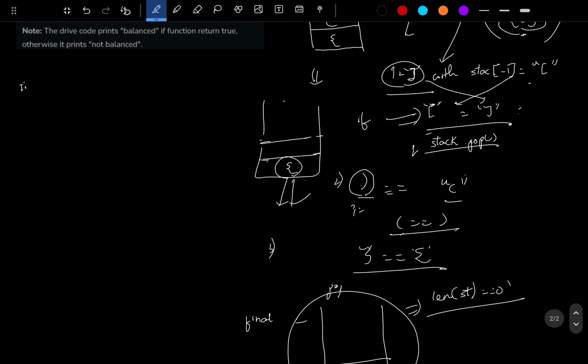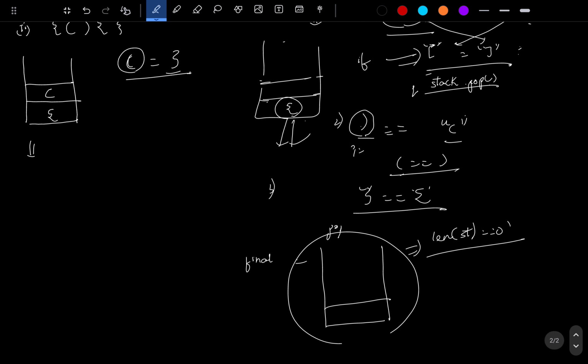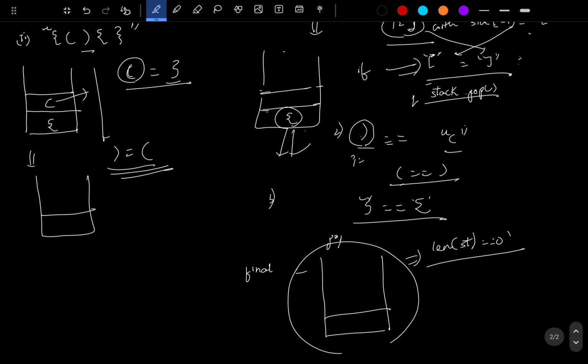Suppose the input string is like this one, these two are matching. Suppose this one is not matching, and this is our input. Initially we will just push this one, and for the next symbol we will check whether this one is equivalent to the stack top. No, these are not equivalent, so we will just push this one. So this is pushed. Now again at step 3, I will move to this one. Now here we will check whether this one is equivalent to the stack top. Yes, these two are equivalent, so we will pop this one. So the updated stack will be just this one.